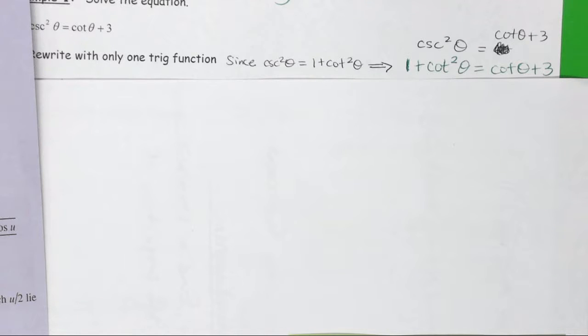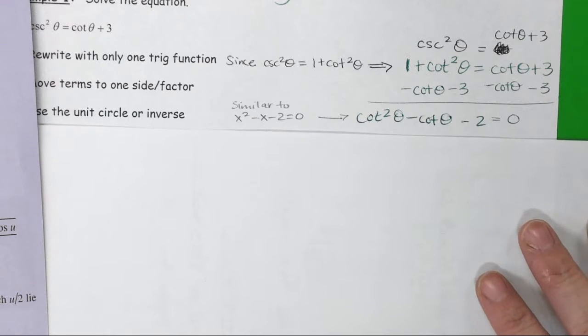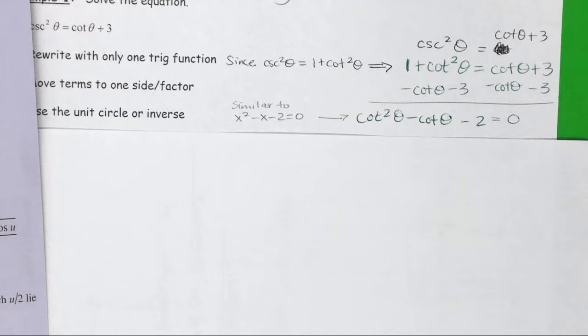Yes, we can factor, right? So we're going to move everything to one side. That way, our equation's going to be equal to 0. And then we're going to factor. Now, I chose to move everything to the left side. Why did I do that? Good. I want to keep my cotangent squared positive. So I'm moving everything to the left side.